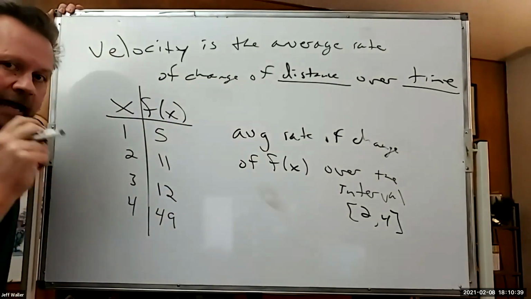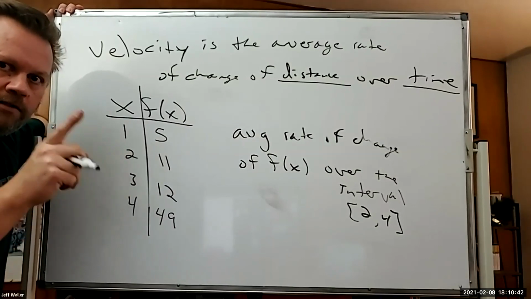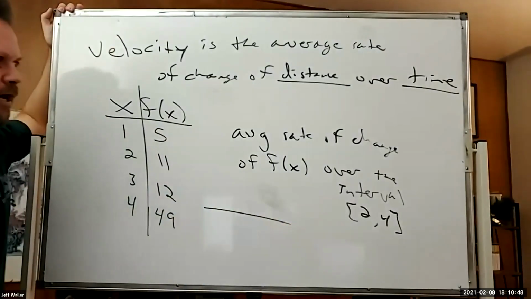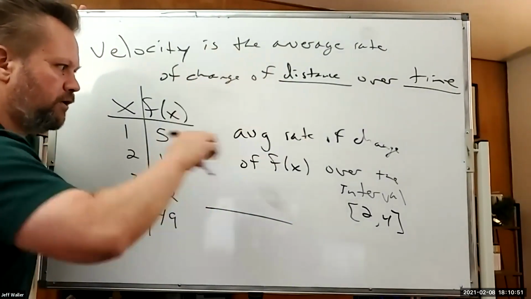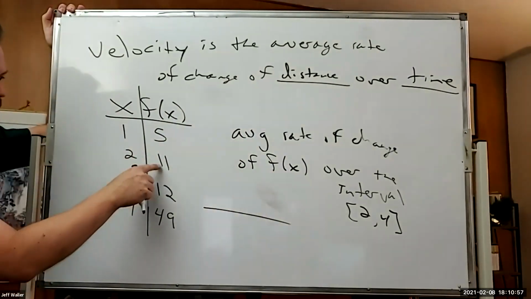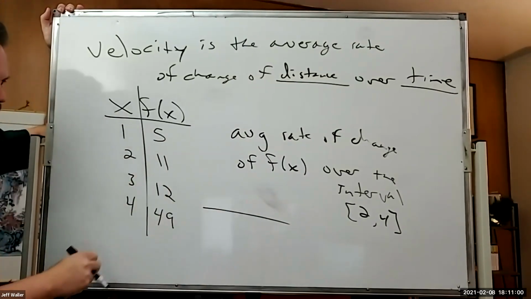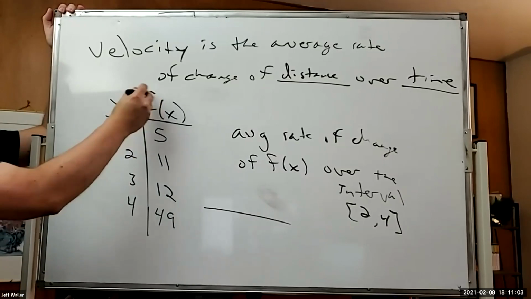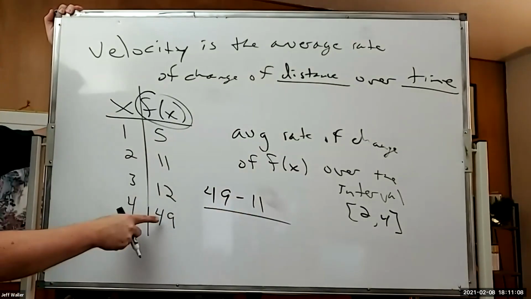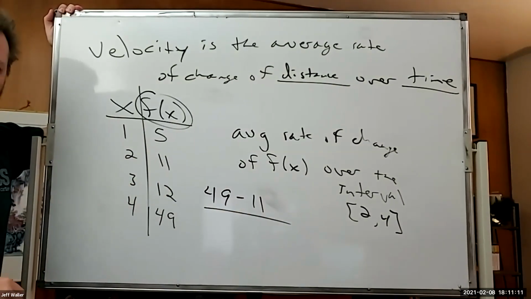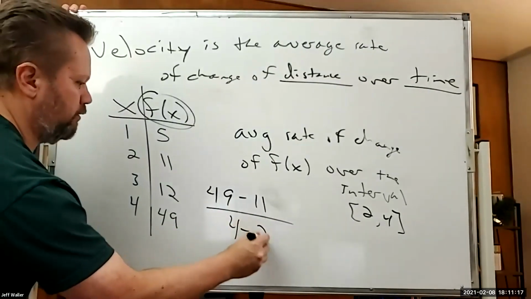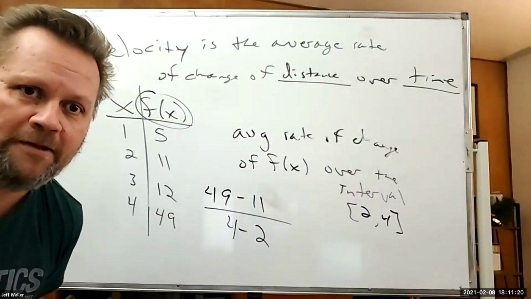Here's the technical thing. This is exactly what you guys just did with the car. You just didn't realize it. Actually, let me do it this way. How would I do this? The idea of average rate of change does not change. How much did f of x change from 2 to 4? How much did the function change? 49 minus 11, right? Is that cool? It changed by that much, divided by how much the x's changed over that time, 4 minus 2.